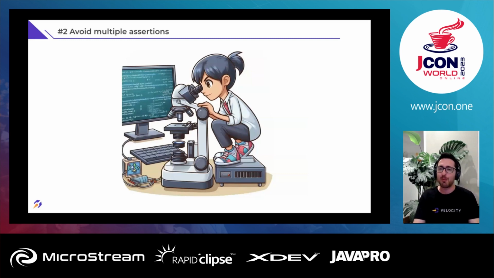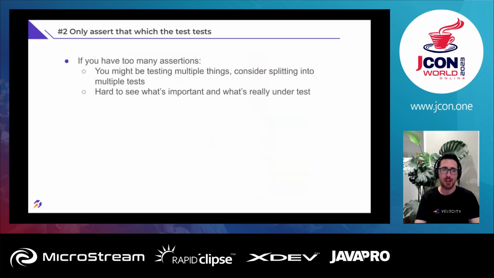Okay, so avoid multiple assertions. I'm sure that you've heard that every test should have only one assert. Usually it's really hard to follow. But if you have too many assertions, well, you might be testing multiple things, and you need to consider splitting your test into multiple tests. It's really hard to understand what the main focus of the test is, right? If you have multiple assertions, it's not clear.